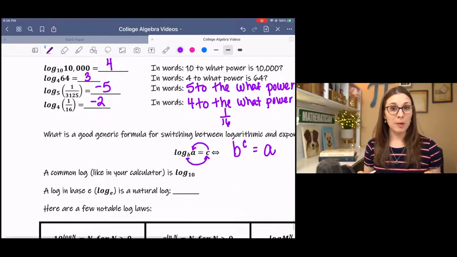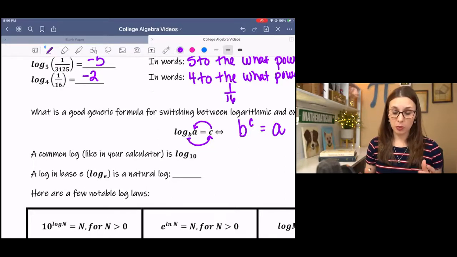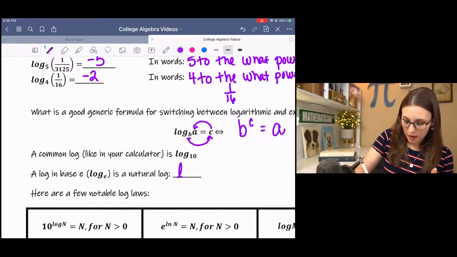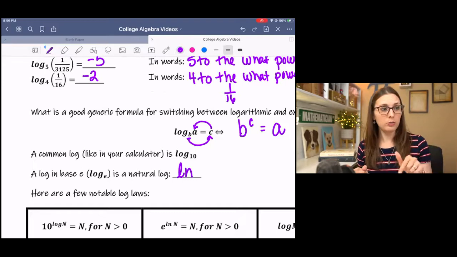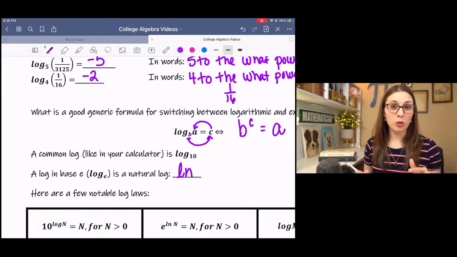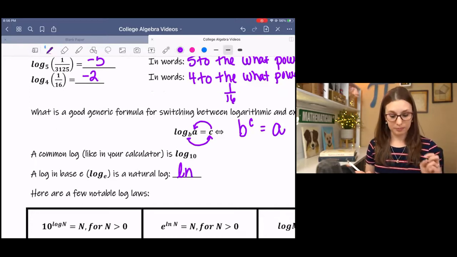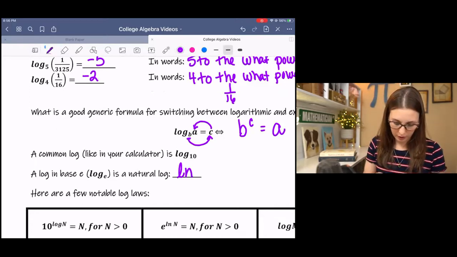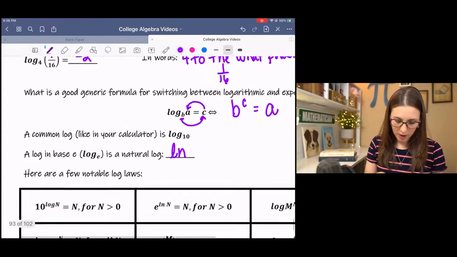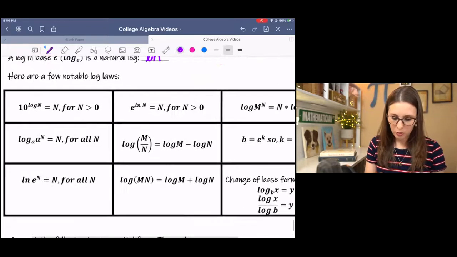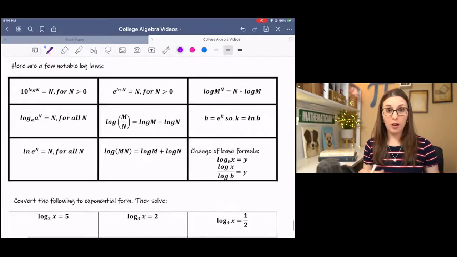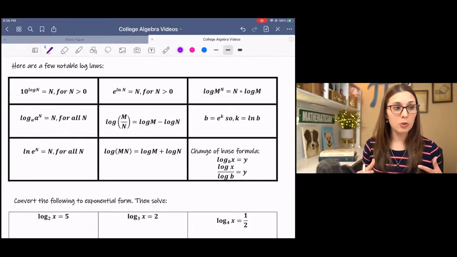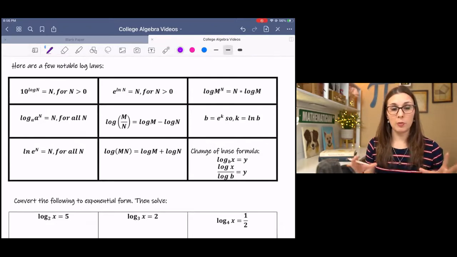A log in base e is called a natural log. That's a cursive L, so you don't think it's a 1. A natural log has a base of e. That's going to be useful later. I have some summarized rules here. We've already gone over a lot of these in the previous videos, so if you need to, you can go back and look at those. I just summarized them all here so we can have it nice and neat as we move forward.